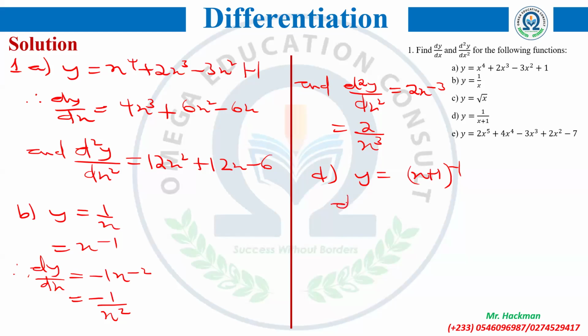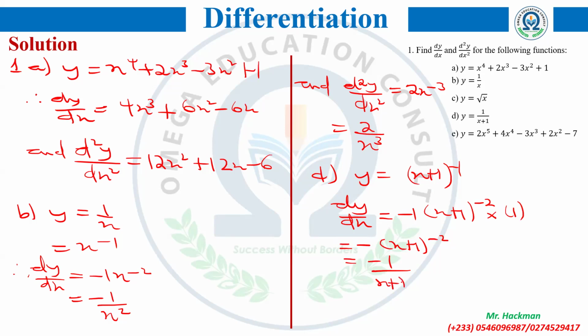So my first derivative, dy/dx, will be equal to, I bring the exponent down, minus 1, keep my (x plus 1), reduce the exponent by 1, so minus 2. But that's not all, times the derivative of this, which is 1. So in effect, I'm going to get minus (x plus 1) to the power negative 2. So that gives me minus 1 over (x plus 1) squared, because the function came with no negative exponent.